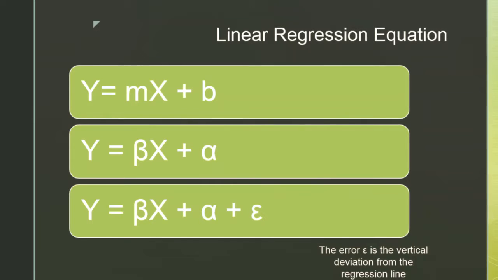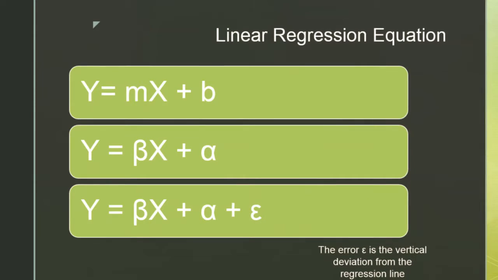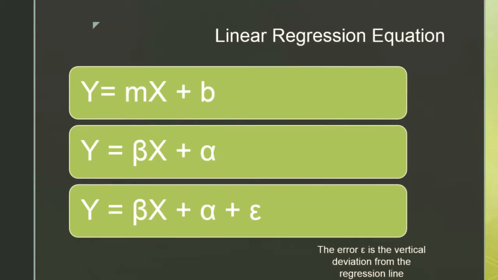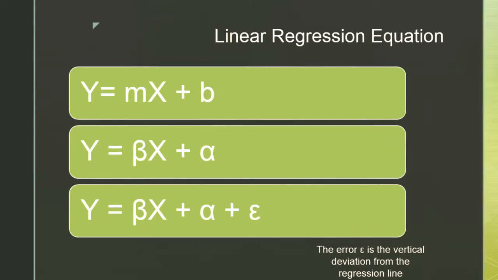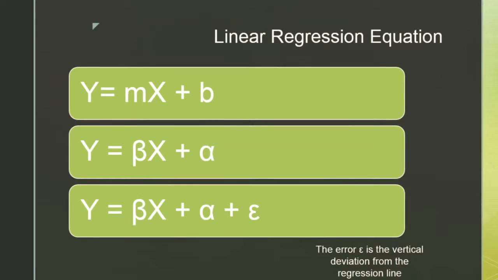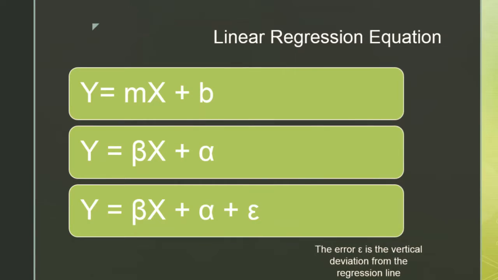The last equation here adds another term, epsilon, that accounts for the error of the regression line. This just says that there is a vertical deviation between the line and the actual values of y. This is the equation used to find the true value of y.